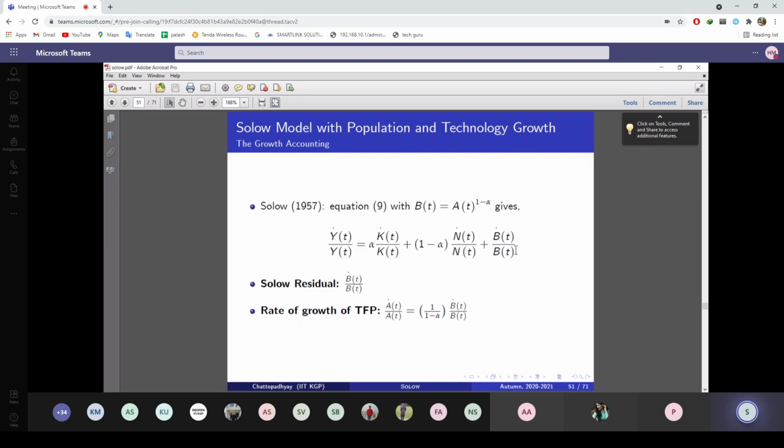You see that the way we are calculating B dot t by B_t is as a residual of this equation: Y dot t by Y_t minus alpha K dot t by K_t minus 1 minus alpha N dot t by N_t. This is the residual, which is giving me B dot t by B_t. So B dot by B_t is basically a Solow residual because it was calculated by Solow for the first time as a residual of this equation. Using this Solow residual, I can calculate the rate of growth of technological progress A dot by A. This is called growth accounting. This methodology that I have briefly explained here is called growth accounting.